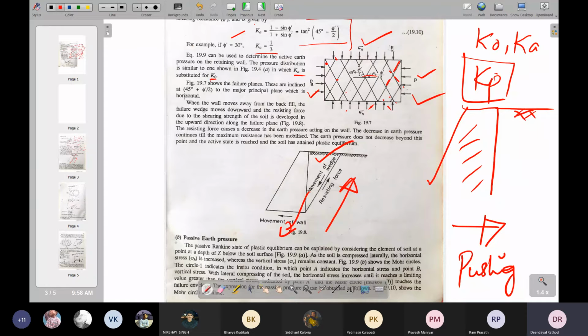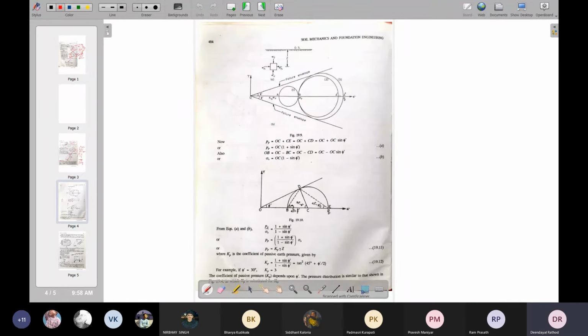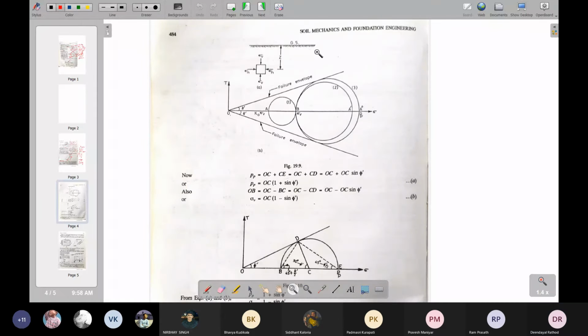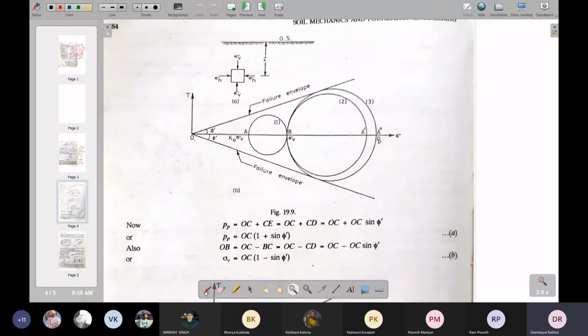So this is the passive earth pressure case, okay? Here, what is happening? Now if you see, this is the vertical stress and this is the horizontal. One circle we have drawn here. Somewhere the failure plane will be there, okay, that we don't know.